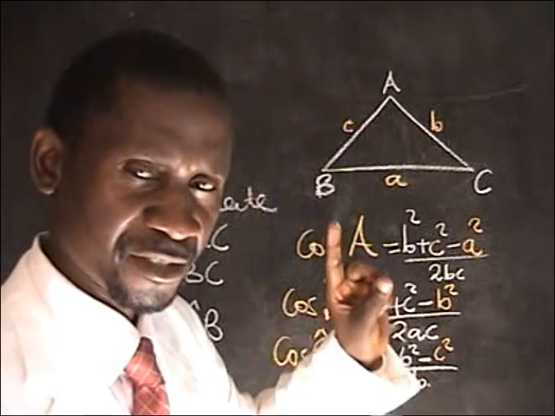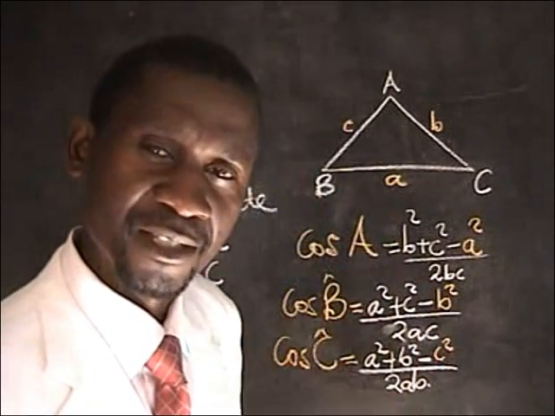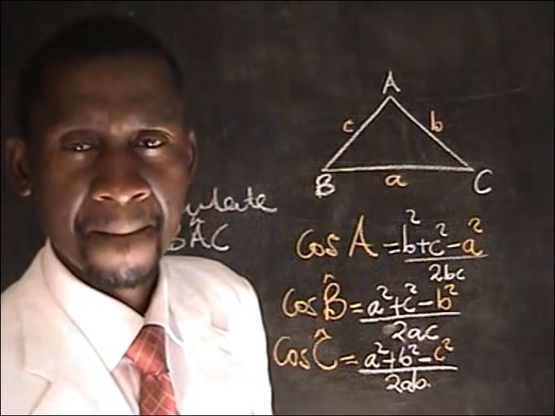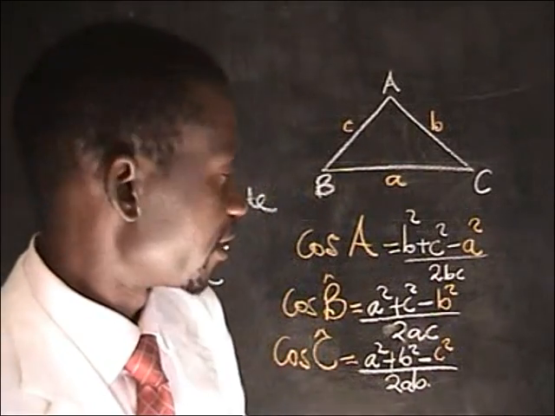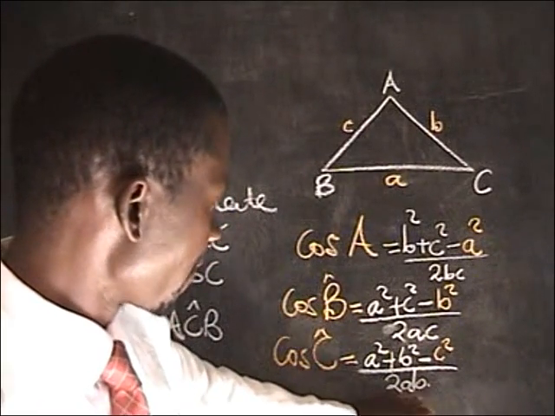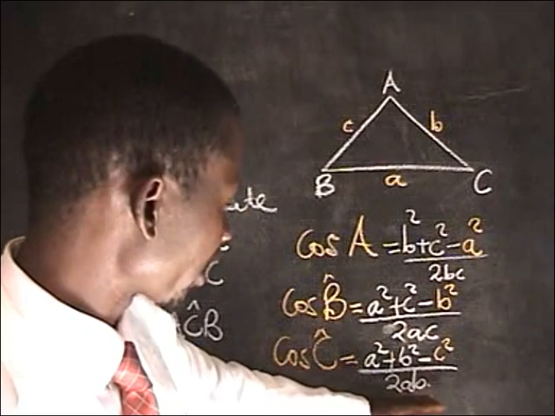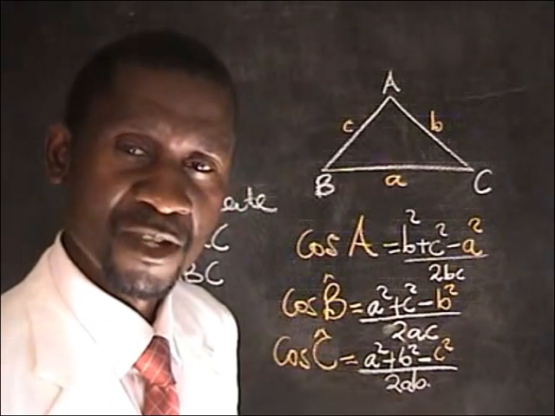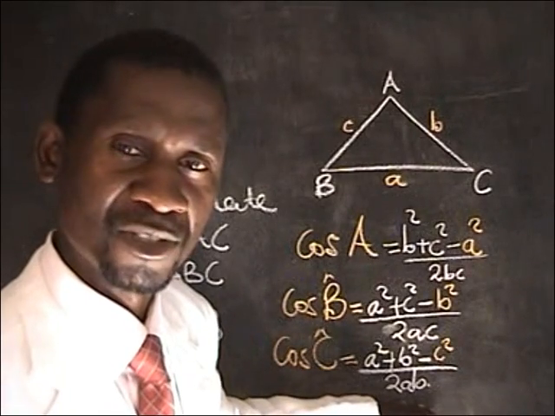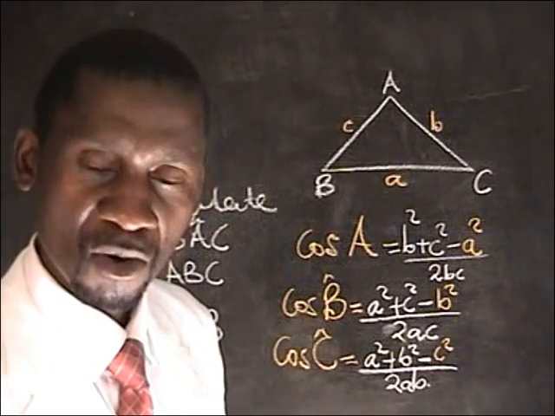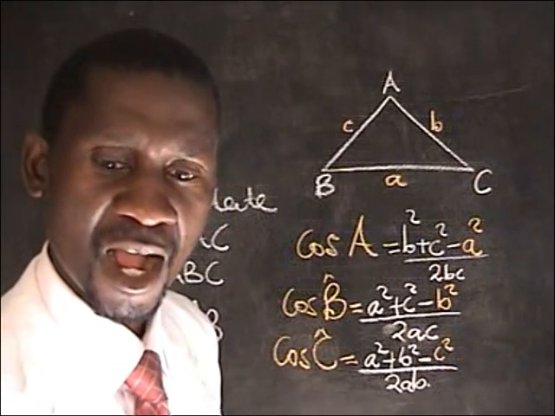The condition is that all 3 sides of the triangle are known to you. I'm sure that is clearly understood. Now, before I come to the second formula, whereby you can be told to find a side length, let me give 2 examples on how to find an angle of a triangle where all the 3 sides are given.